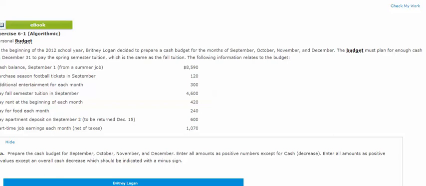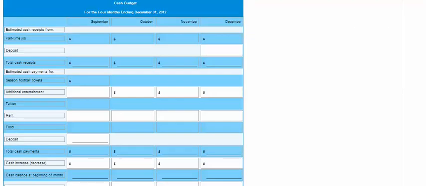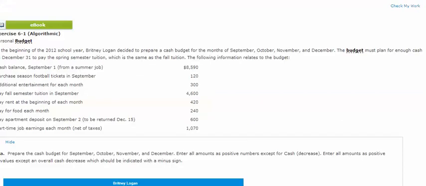So if we look down here, we're going to be filling out the cash budget for the various months. I'm going to have to start filling this information out based on the information they're giving me. It says the estimated cash receipts first. So we have part-time job, September, our estimated cash receipts for September, October, November, and December. If I go up here to the top, it says our cash balance at the beginning from the summer job is $8,590.